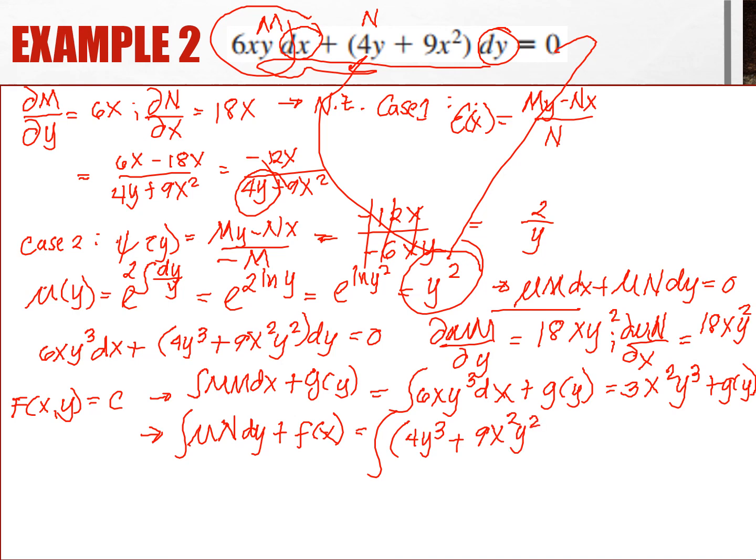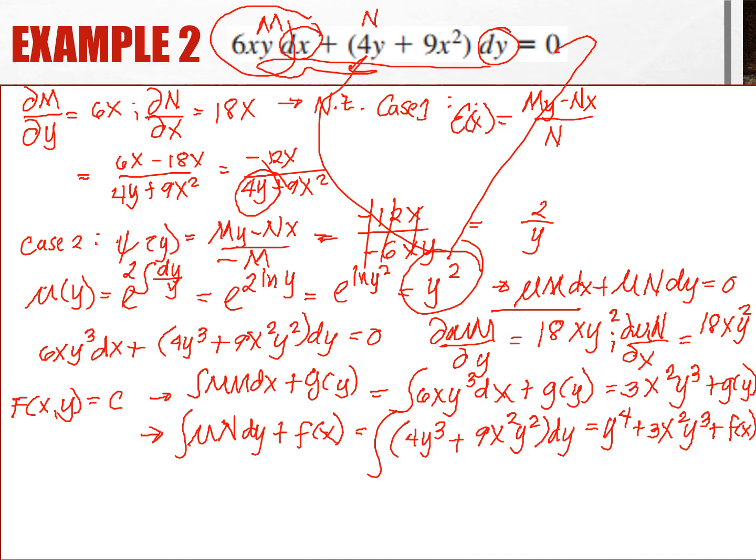dy, which is just equal to, say, this one. So we have y to the fourth plus, I think this is 3x squared y cubed, okay, plus f of x.